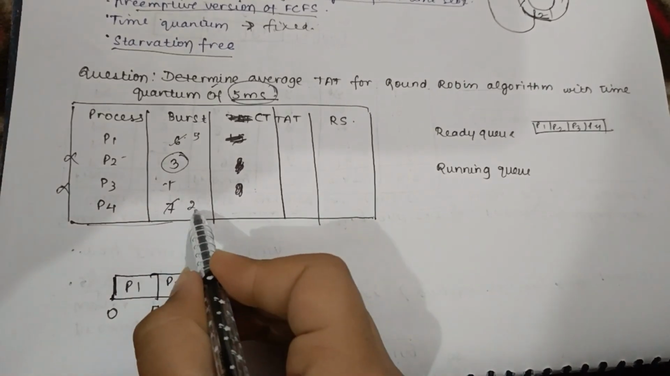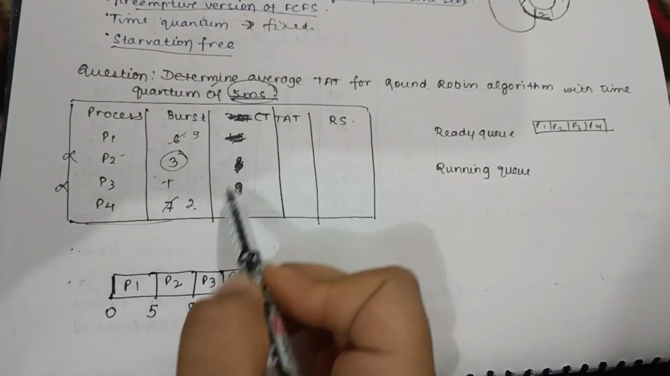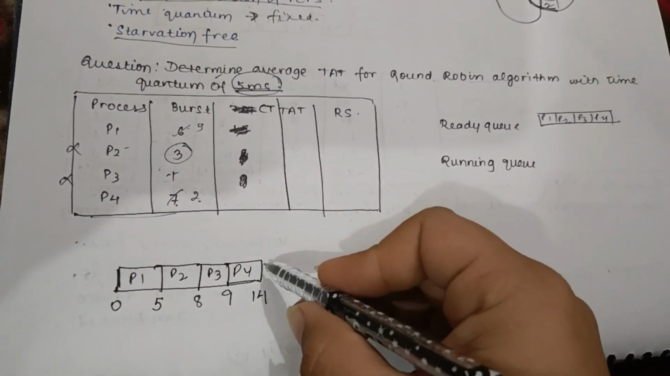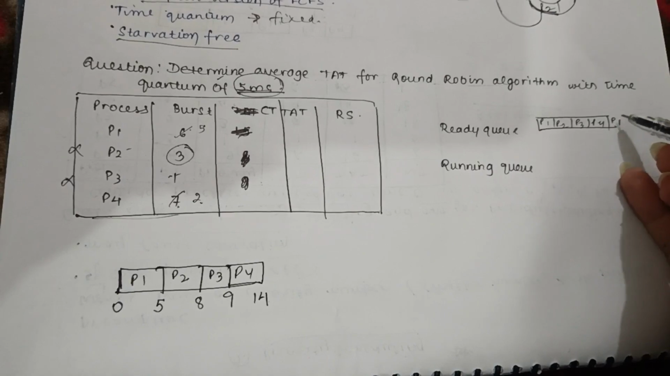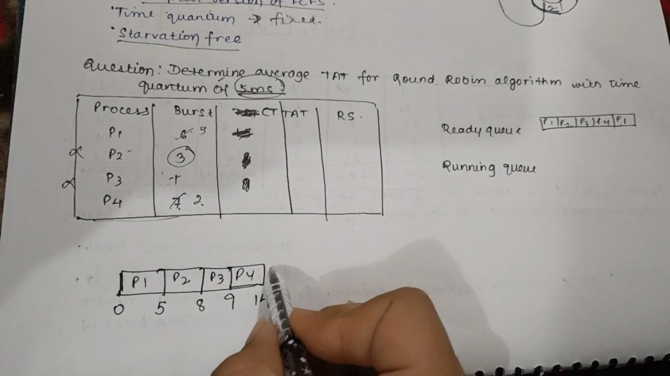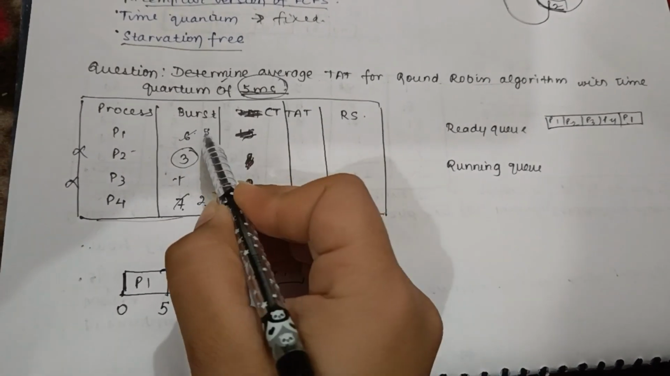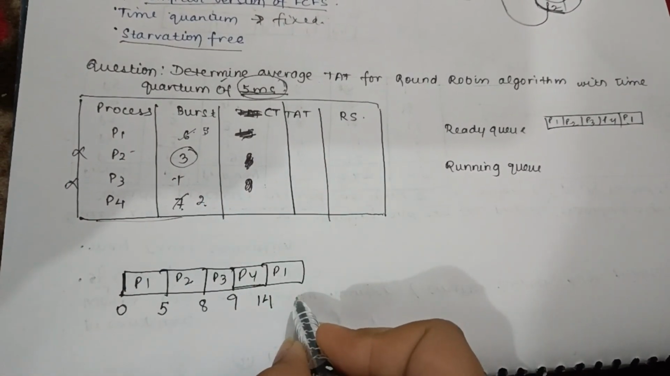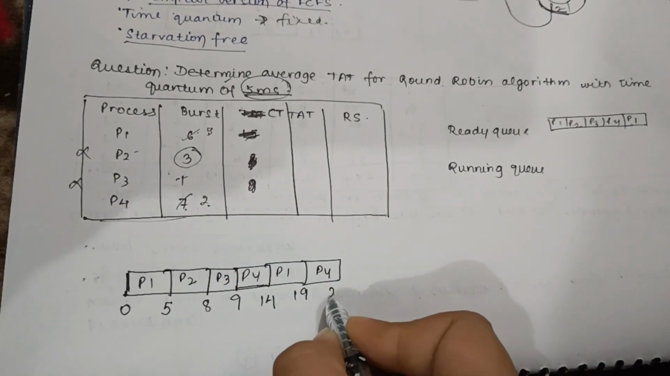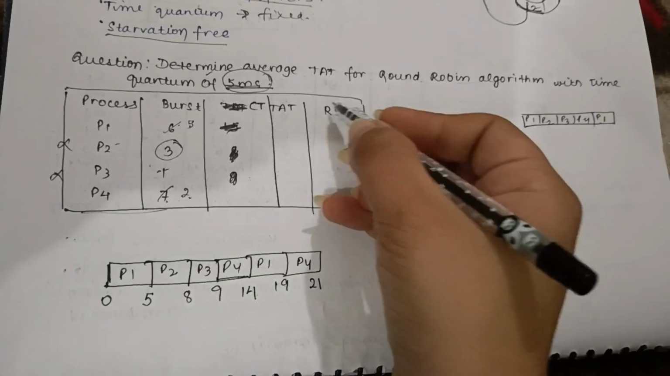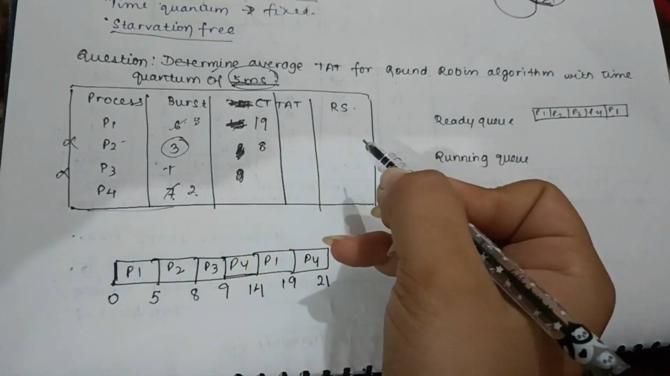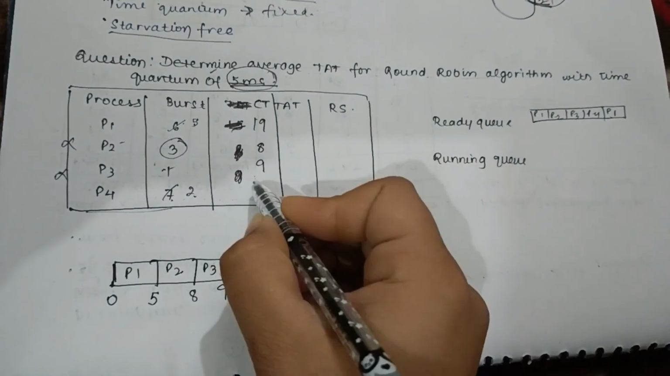Here still 2 are left because we have only the time quantum of 5, but it needs 7, so 2 units are still left. Now after P4, the process P1 would again be executed. So this goes back into the ready queue. P1 is again executed for 5, so it needs 5, and we get 19, and last only P4 is left, so we have 21. So completion time for P1 is 19, P2 is 8, P3 is 9, and P4 is 21.